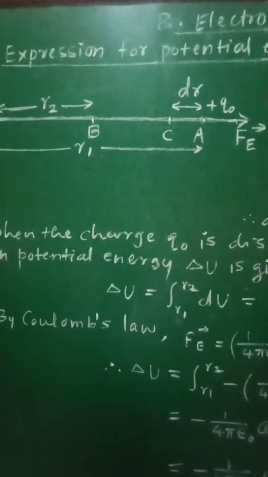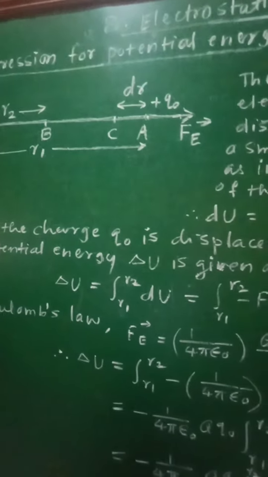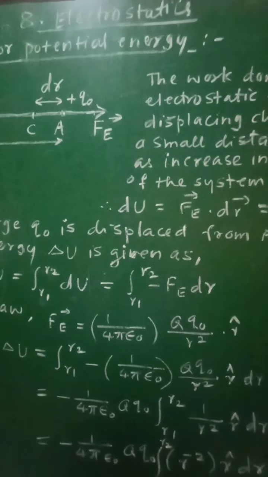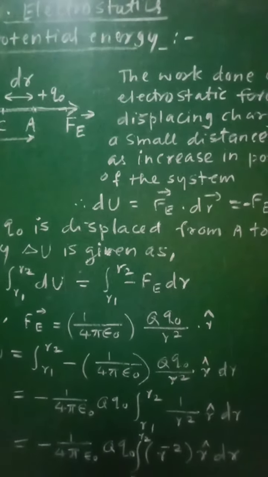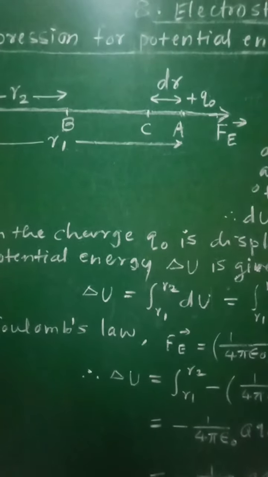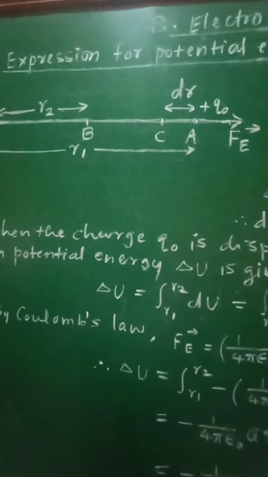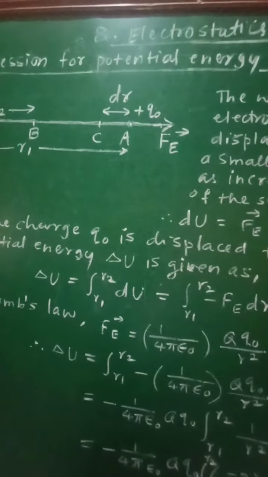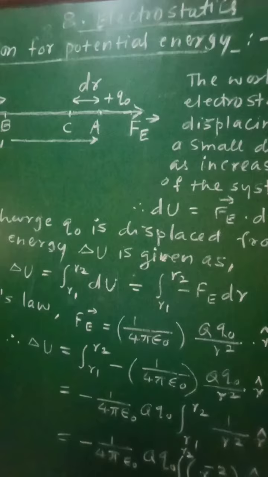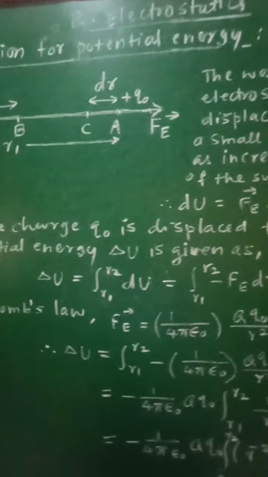So the electrostatic potential energy is defined as the amount of work done in bringing a unit positive charge from infinity to that point against the direction of electric field. That means the work done in bringing that charge is stored in the form of electrostatic potential energy.